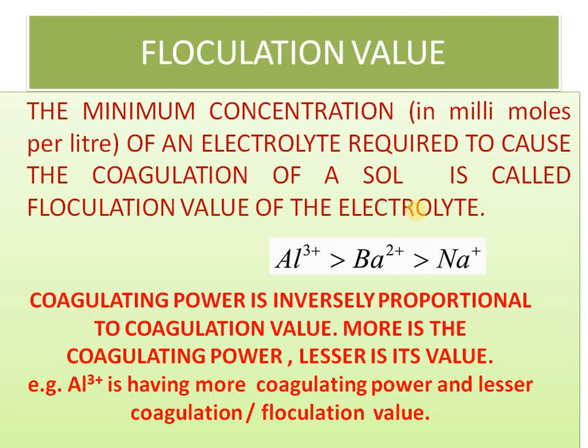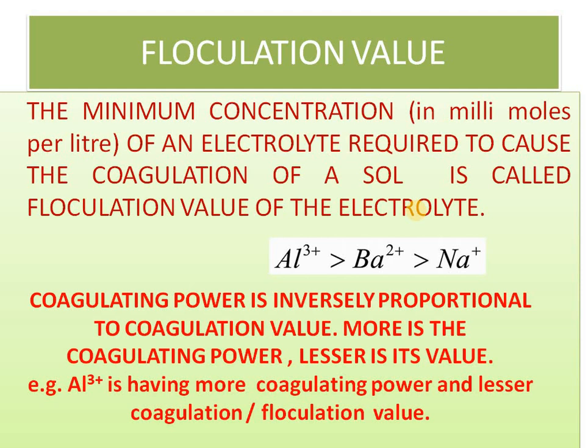Next is flocculation value. The minimum concentration in millimoles per liter of an electrolyte required to cause the coagulation of a sol is called the flocculation value of the electrolyte. It means how much is required. If it is required in less quantity, the value is less, but the power is more. So coagulating power is inversely proportional to coagulation value.